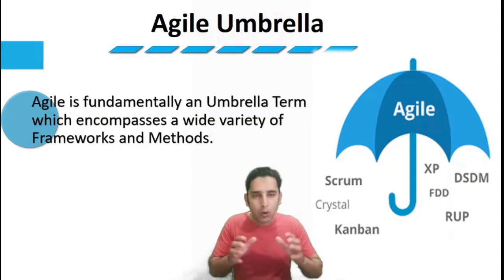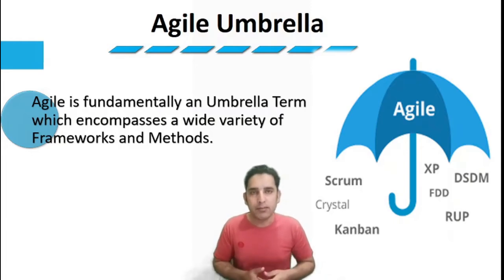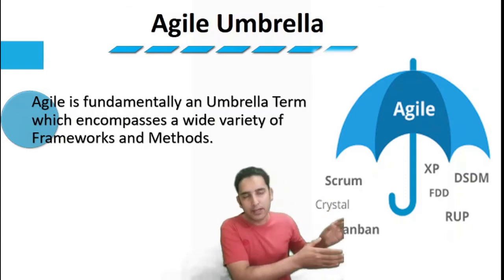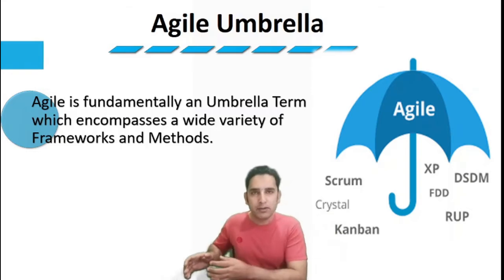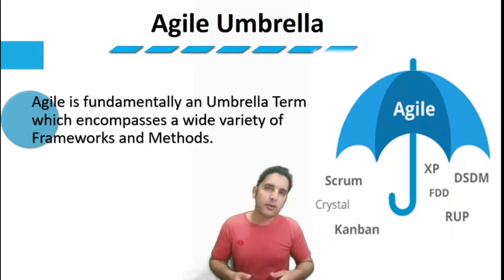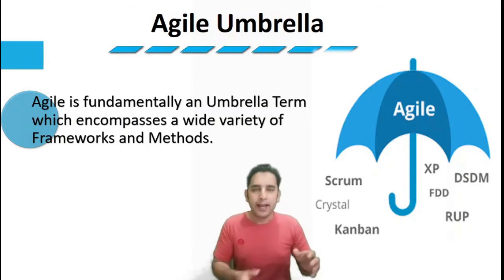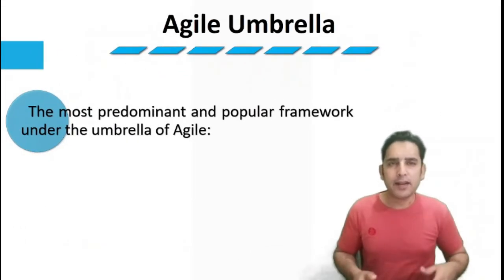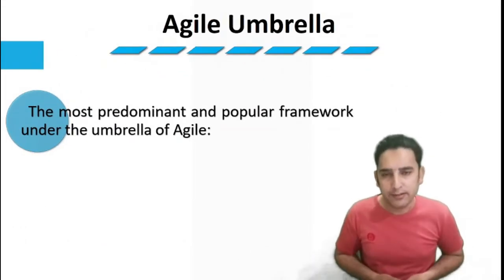And out of all those frameworks, one of them is Scrum. So do remember, Agile is an umbrella term. Scrum is a framework that exists and falls under the umbrella of Agile. And that's the core difference between Agile and Scrum. As we have seen, under the umbrella of Agile, there are so many approaches that actually exist.